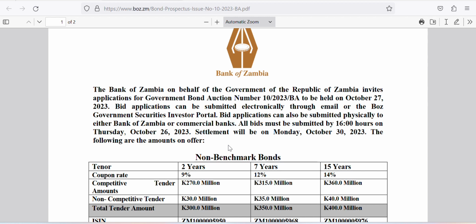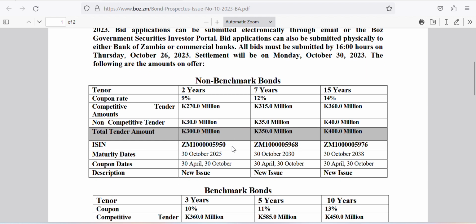The prospectus goes on to specify when the bids should reach Bank of Zambia, so they should be submitted by 16 hours on Thursday, the day before the auction, and when settlement will be done. So the settlement date is when the money from your account will be debited, the investment that you are making into this bond, when it will be debited from your account and credited to Bank of Zambia. Okay, so the following are the amounts on offer.